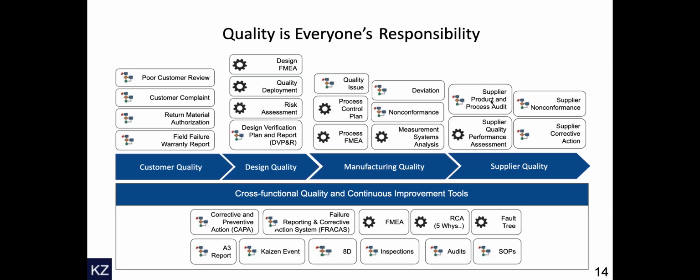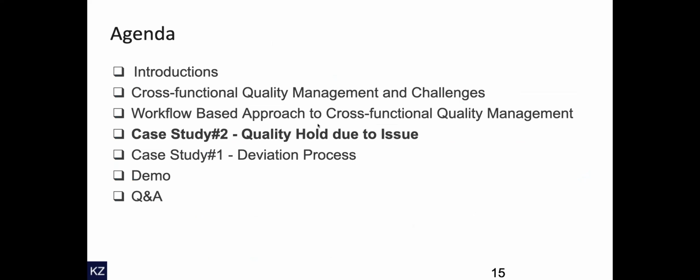Okay. So what we'll do in the next part is look at a couple of examples on how a workflow-based approach is used to improve the situation at a couple of what I would consider to be fairly intricate processes. And in the first case study, we will look at a quality hold issue. And in the second one, we'll look at a deviation process.